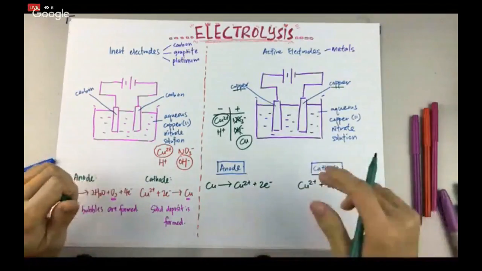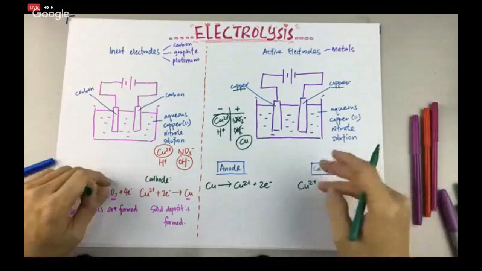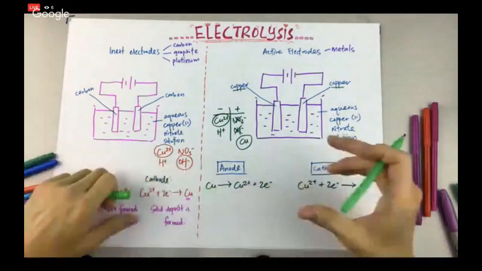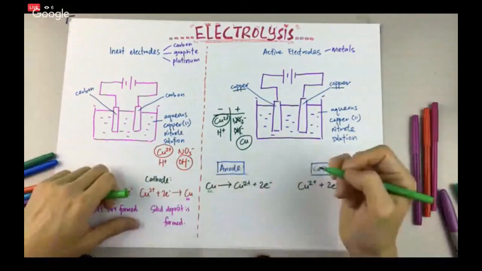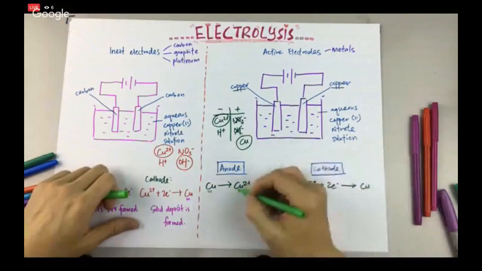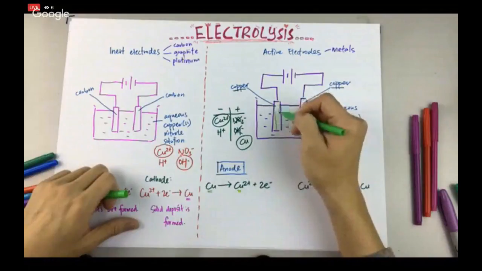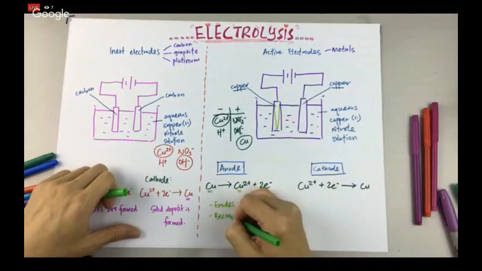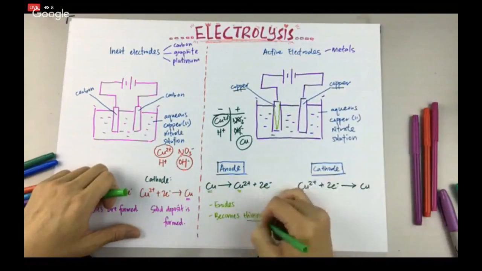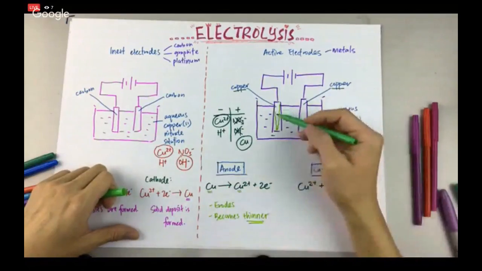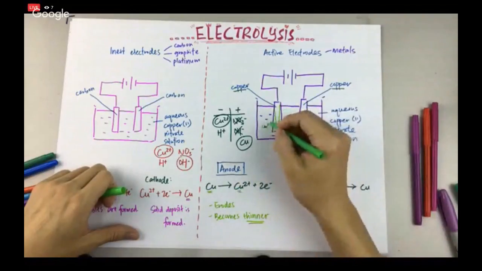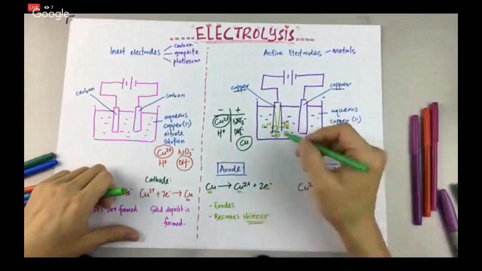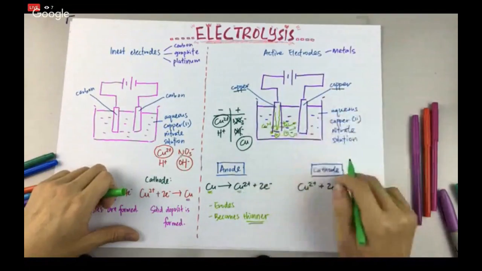Then followed by the observation. At the anode, this is a solid turning into ions, which means the anode will erode. When it erodes, it becomes thinner, more slim. The solid forms ions, the Cu2+, and the Cu2+ formed will move to the cathode. Then Cu2+ gains electrons to form solid. All these ions get attracted to the cathode and form solid. So eventually, solid will form at the surface of the cathode.